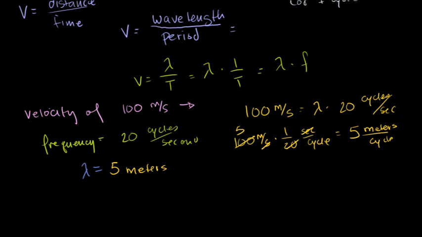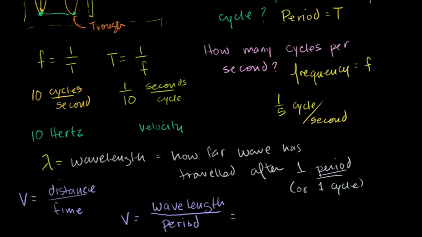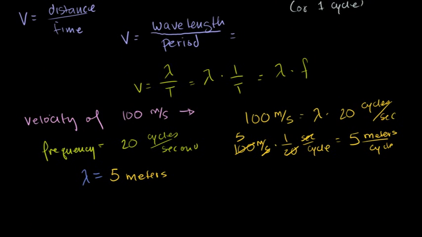So in this situation, if this is moving to the right at 100 meters per second, and I see this moving up and down 20 times in a second, then this distance right here must be 5 meters. Likewise, we can figure out the period very easily. The period here is just going to be 1 over the frequency. It's going to be 1 over 20 seconds per cycle.